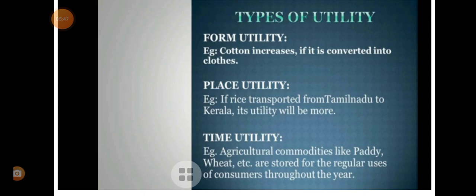The third one is time utility. Time utility means the products which you store. The agricultural products like paddy and wheat can be stored for a longer period of time. Whenever there is a shortage of wheat and paddy, you can take them from the stored areas and distribute them. So that is called time utility.